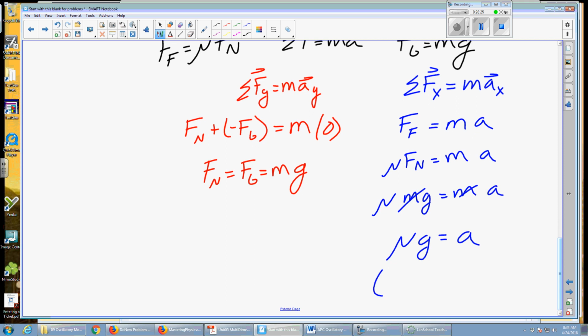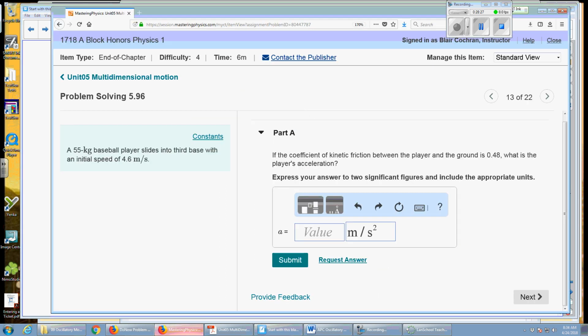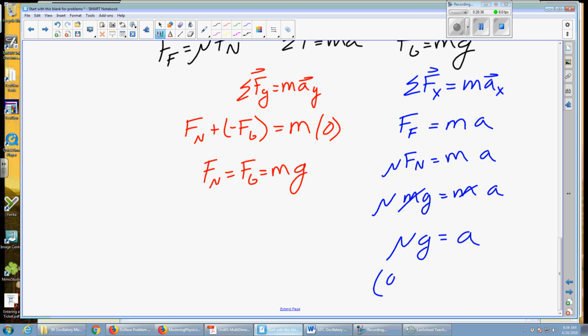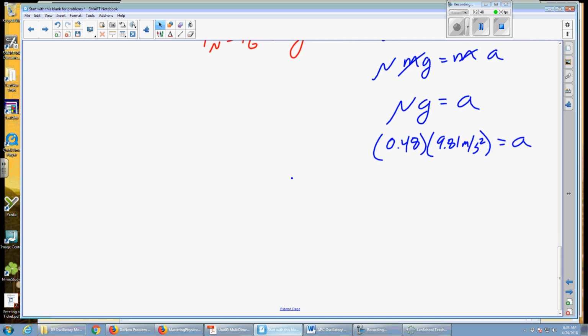I know mu. It's the coefficient of friction, and they tell me that's 0.48. So 0.48, and it's unitless, times 9.81 meters per second squared equals a. And then I can find a.